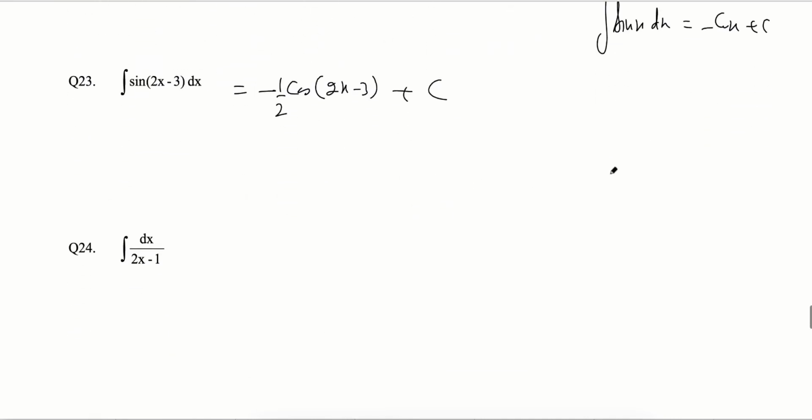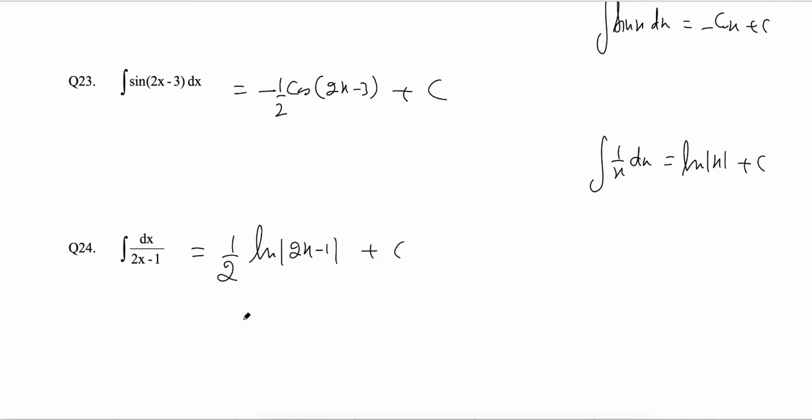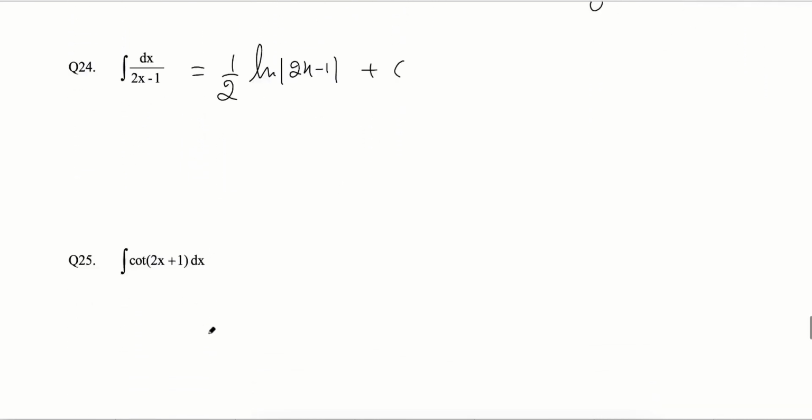This one, very, very simple. 1 by x integration is what? Ln mod x plus c. If you are replacing x by 2x minus 1, in the integration also it will be replaced. I'll say ln mod 2x minus 1 plus c. But in this, the coefficient of x must be divided. Right? I think we reached the end.